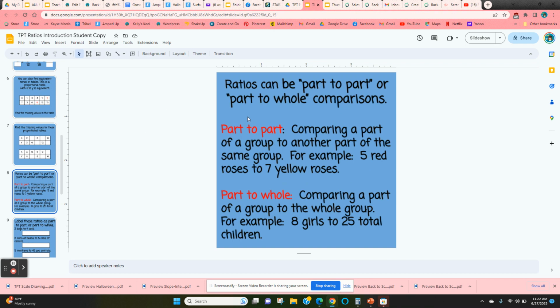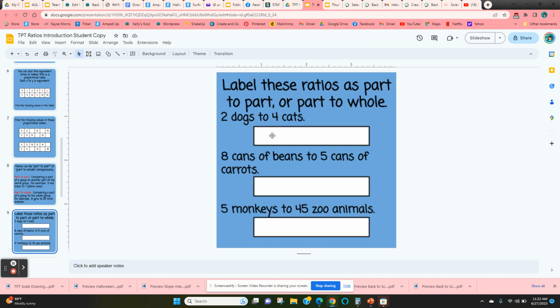Now they're given a couple other designations in ratios. A part-to-part ratio would be comparing a part of a group to another part of that same group, for example, 5 red roses to 7 yellow roses. Part to whole would be comparing a part of a group to the whole group, so for example, 8 girls to 25 total children. On the next slide, students are going to just type in whether these are part to part or part to whole.